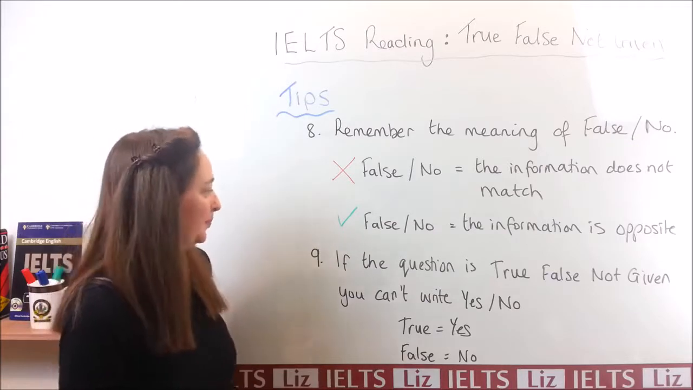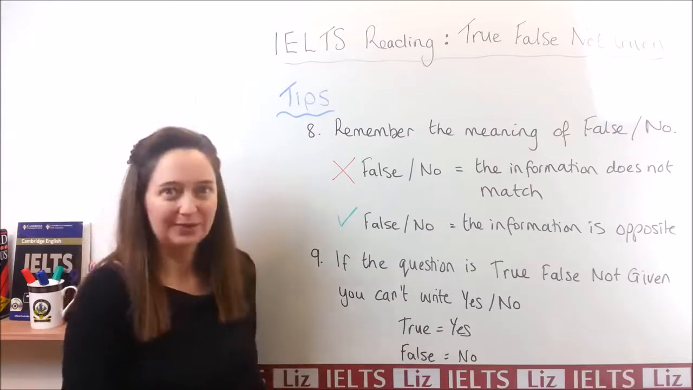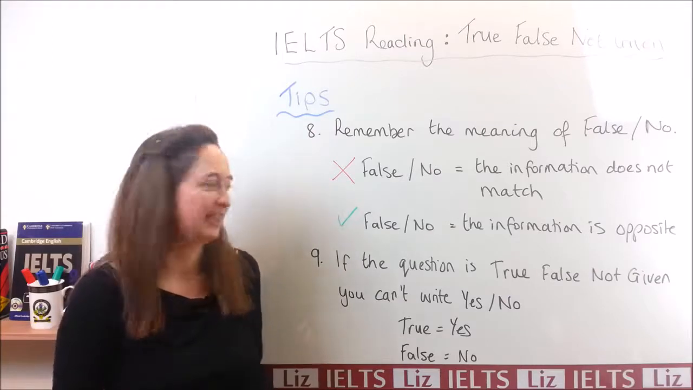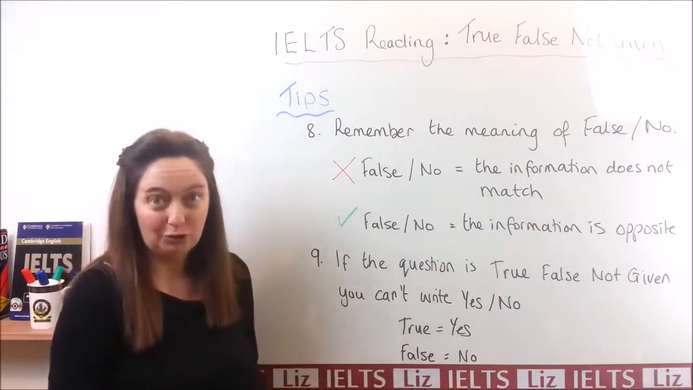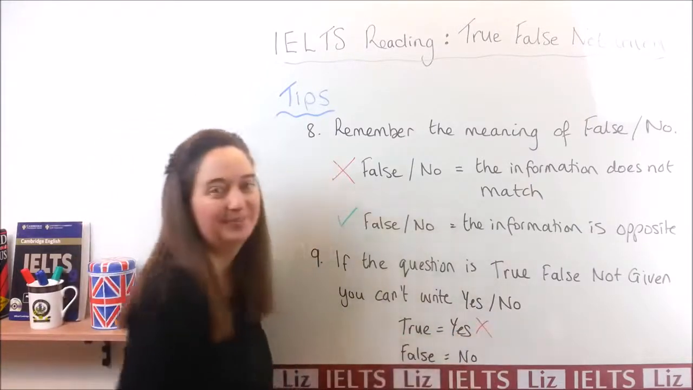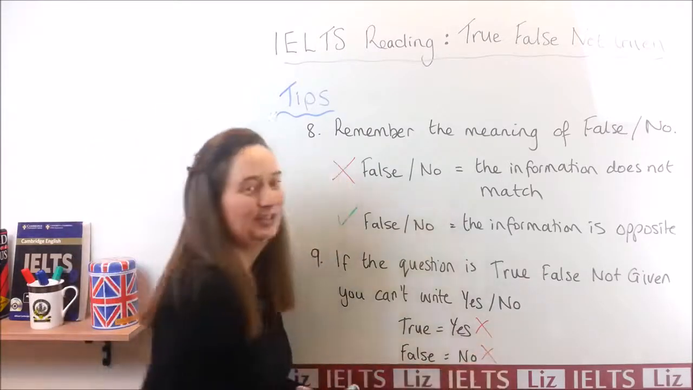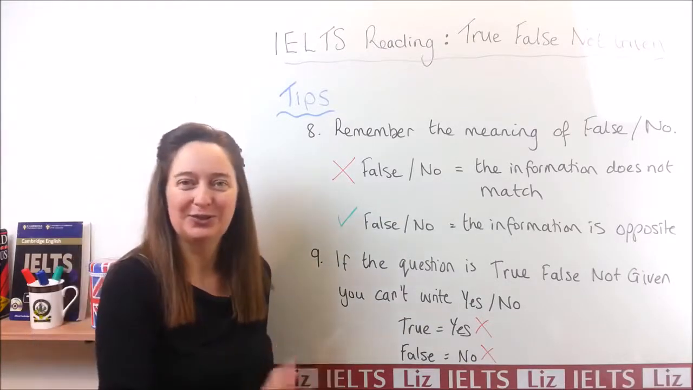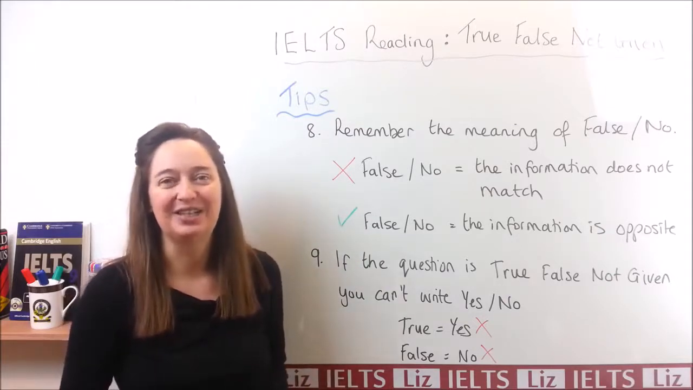Tip number 9. If the question in your reading test is true, false, not given, you must remember to write true or false or not given on your answer sheet. You can't write yes or no. So if the answer is true and you write yes instead, the answer is wrong. And again, if the answer is false but you have written no, then the answer is wrong again. So please make sure you remember if you're answering true, false, not given, or yes, no, not given, and write the correct word on your answer sheet.